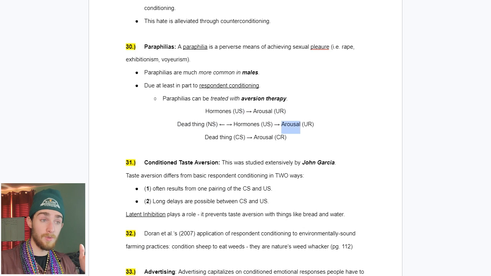So hormones, which already elicit the arousal as an unconditioned response, eventually pairing this dead thing in close time with the hormones, Ted finds the dead thing arousing. That is how you develop a paraphilia. And again, you can treat them with aversion therapy.